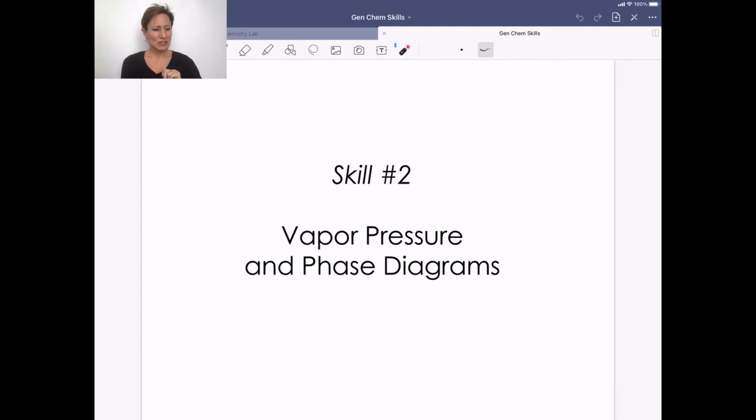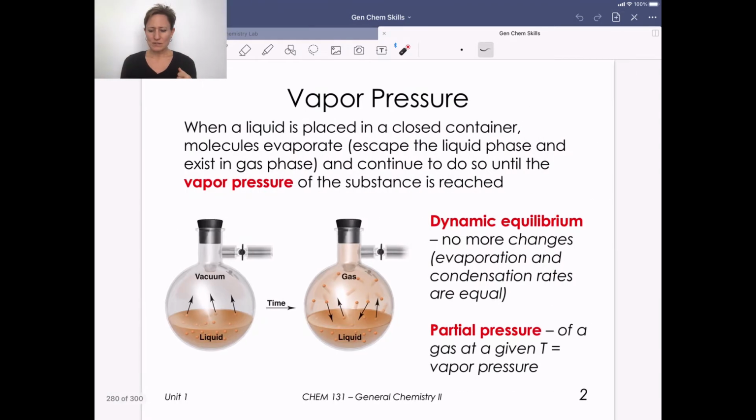So our second skill here in our first learning unit on intermolecular forces, thinking about phase changes, has to do with thinking about vapor pressure and what vapor pressure is, and then phase diagrams. All right, so let's first define what vapor pressure is.